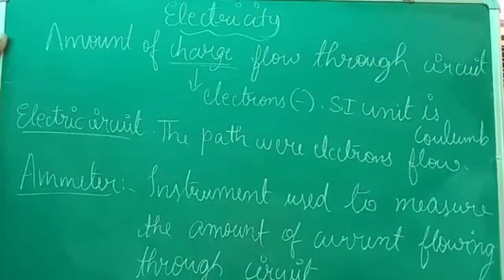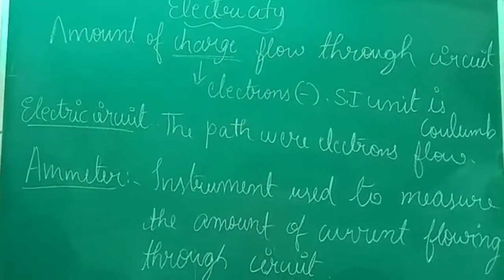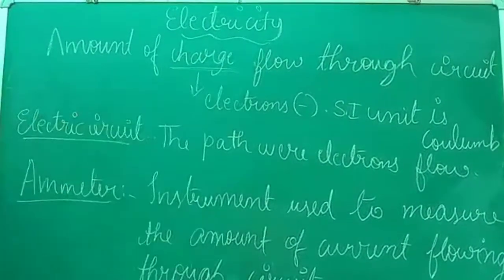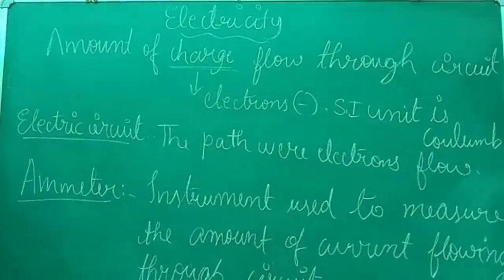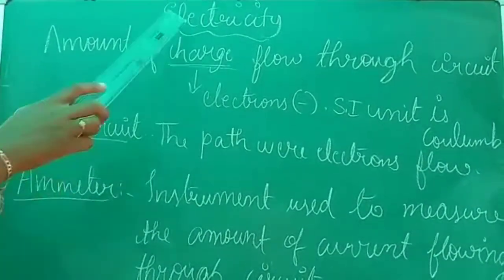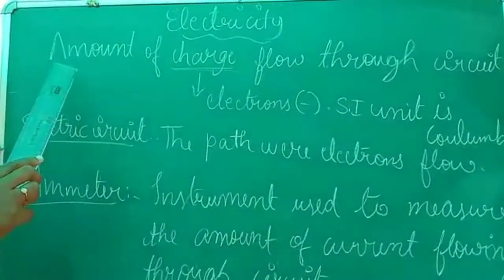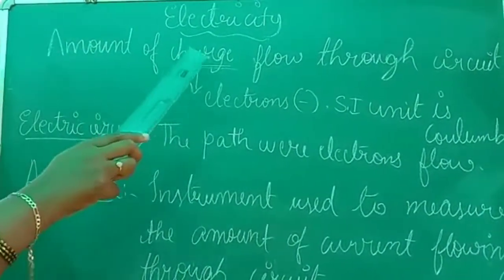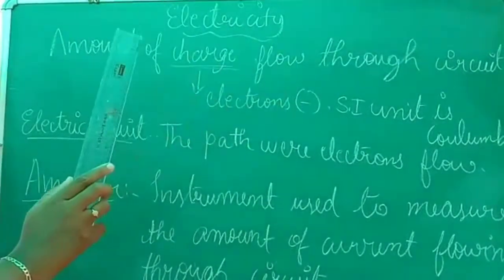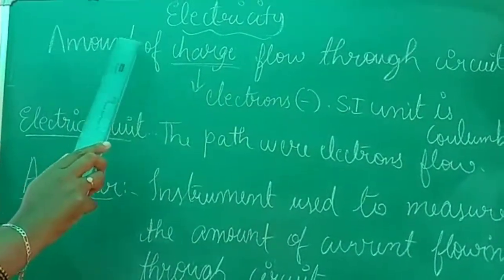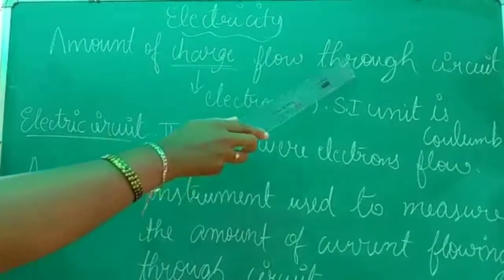Good morning, students. So today we are going to start a physics chapter, that is electricity. Okay, so hope you are clear with the introduction part of electricity. Now I shall tell the definition of electricity. So electricity means amount of charge flowing through the circuit.